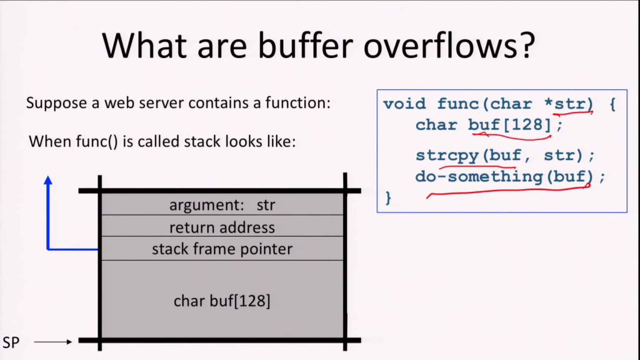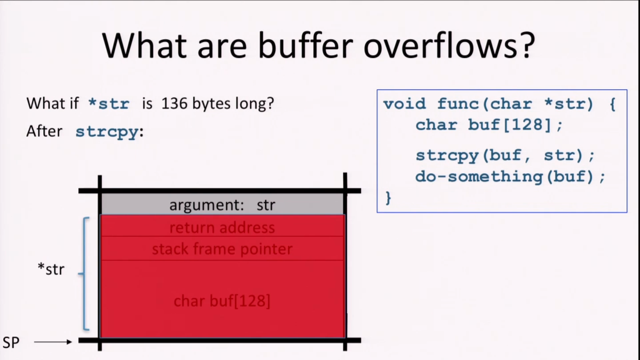Since the string is the argument, it goes first into the stack frame of the function, then the return address, which is where the caller of this function called, so the return address will go back to there, then the stack frame pointer, and then the buffer is allocated. And then this is the stack pointer. Basically it shows the top of the stack.